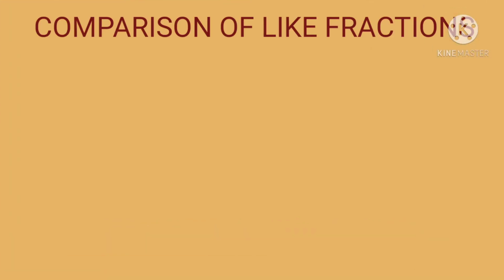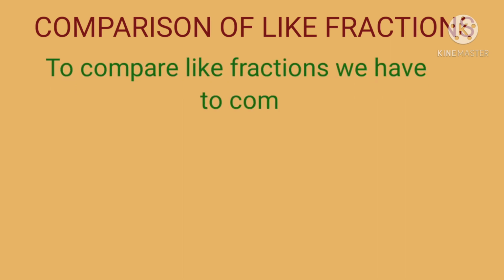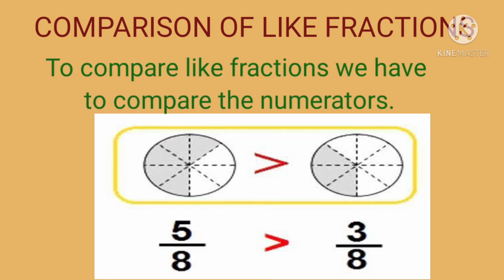Comparison of like fractions. To compare like fractions, we have to compare the numerators. For example, 5 by 8 is greater than 3 by 8 because the numerator 5 is greater than 3. So we can compare like fractions in this way.